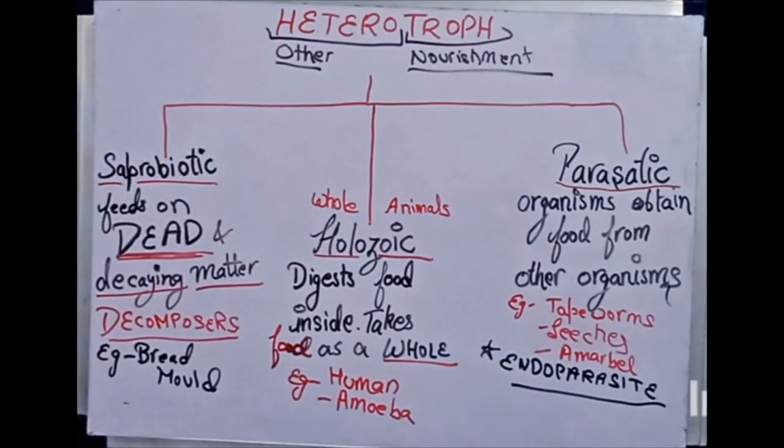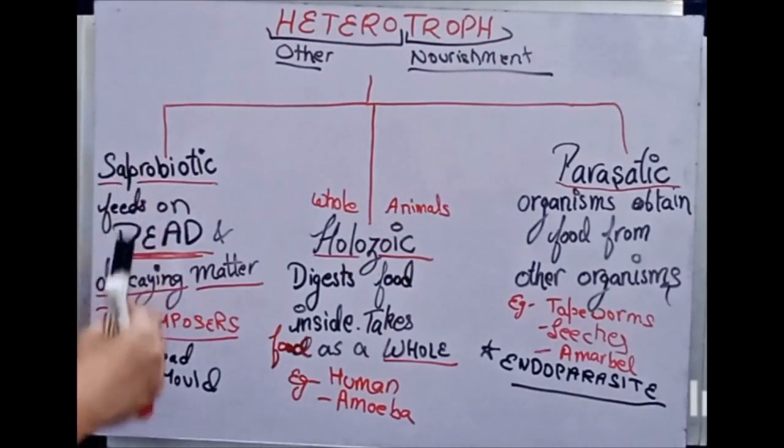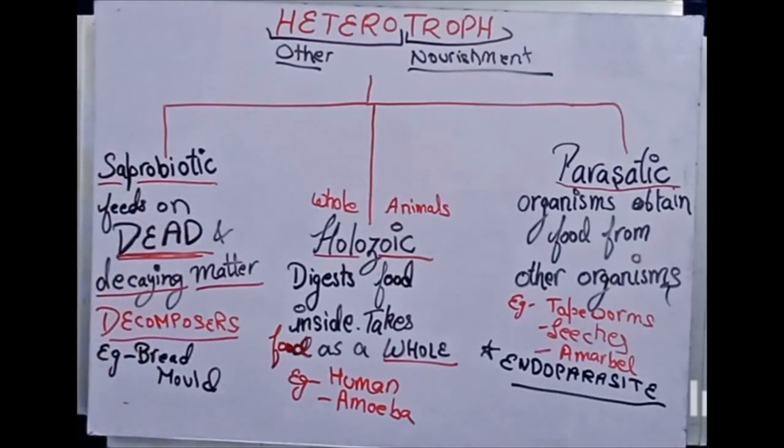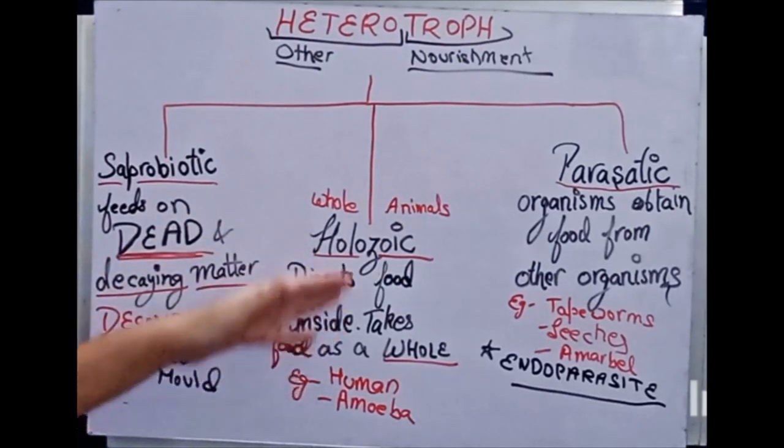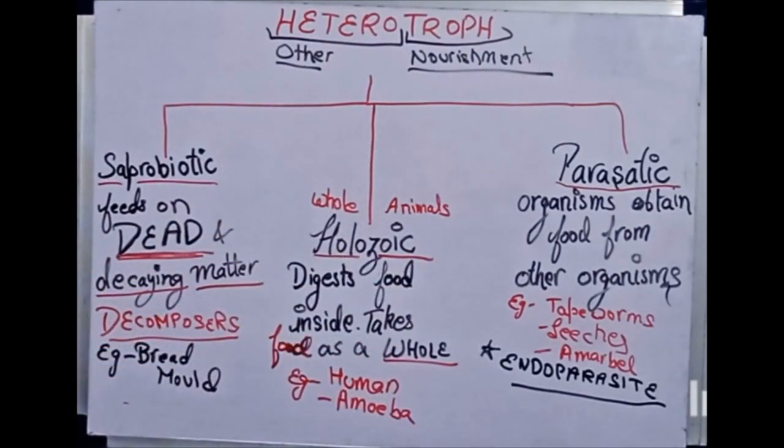पूरा food लेते हैं, no partial digestion outside the body. All the complete digestion takes place inside our body. In saprobiotic, what happens? They don't have a very good digestive system. Hence, the food gets digested outside the body partially, and then the complete digestion occurs inside the body. And they basically feed on dead and decaying matter. But us, the humans, follow the holozoic mode of nutrition, and we digest our food inside the body. We take our food as a whole, and the complete digestion takes place inside our body.